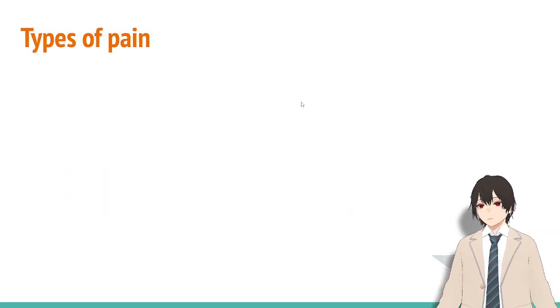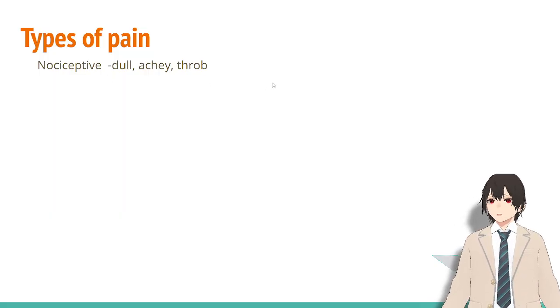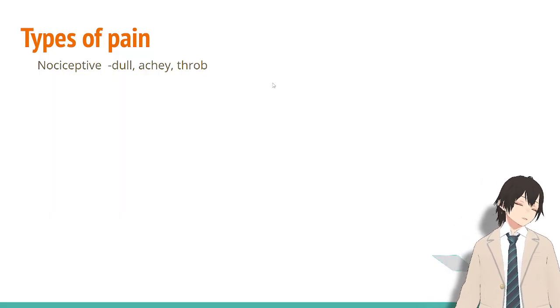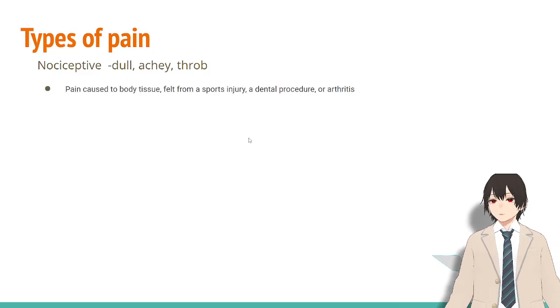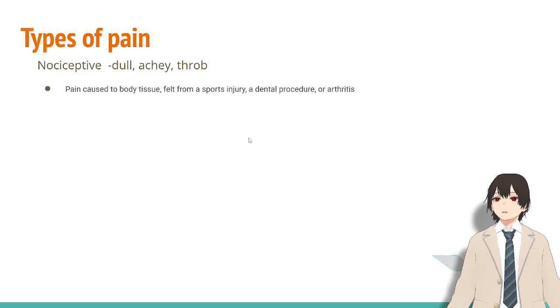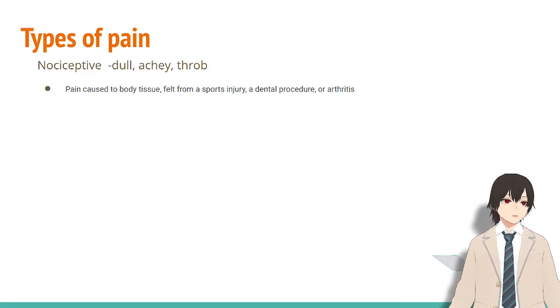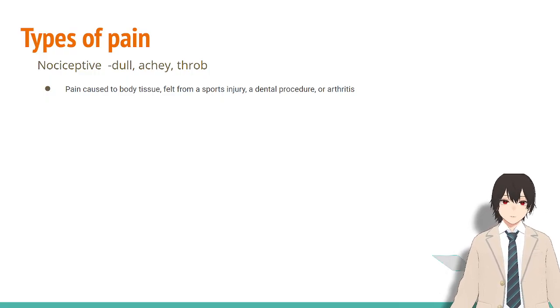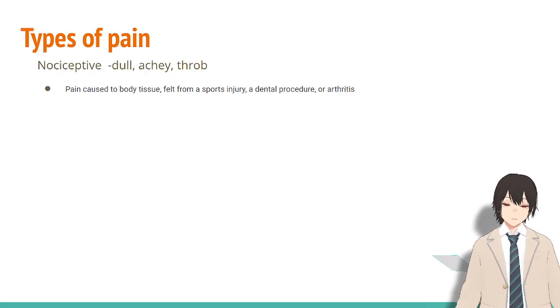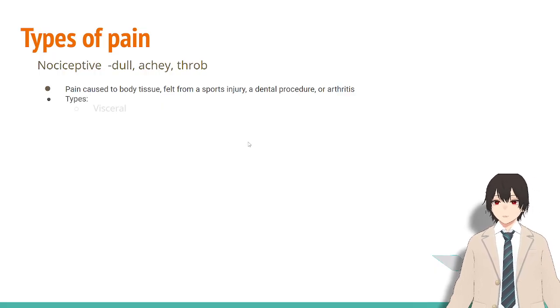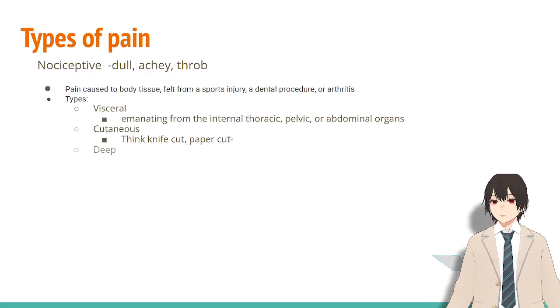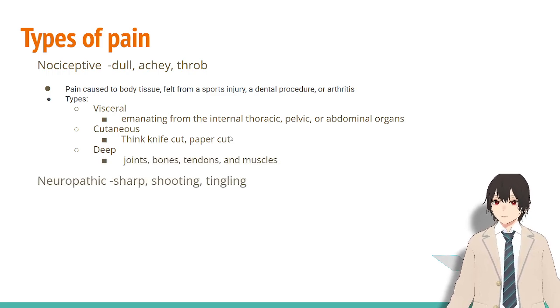Okay, so let's go over the types of pain, okay? So there's nociceptive. It's generally described as dull, an ache, a type of throb, okay? It's usually pain induced into the body tissue, maybe from a fall, breaking your ankle, getting your wisdom teeth out, or just arthritis, right? So nociceptive is further divided into 3 parts. There's visceral, cutaneous, and deep.